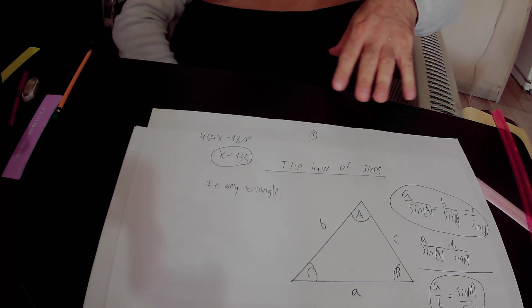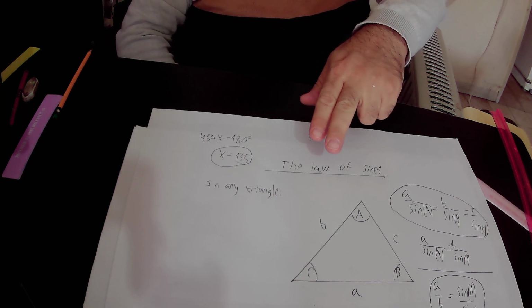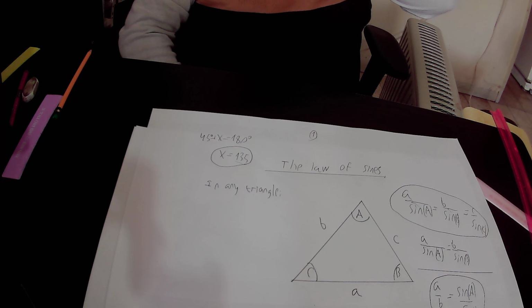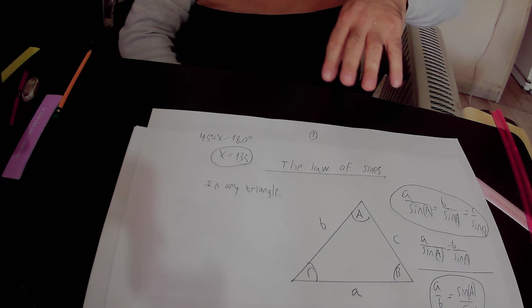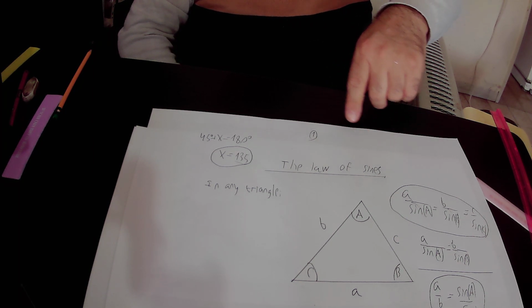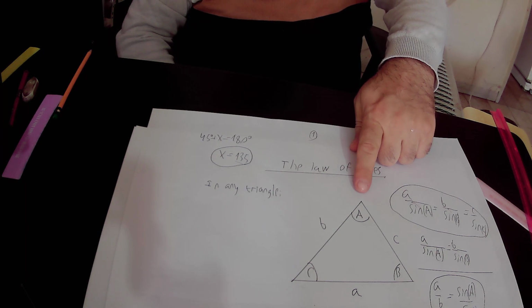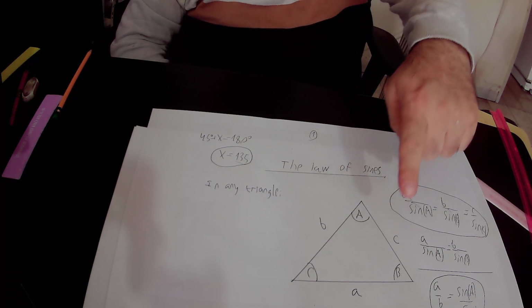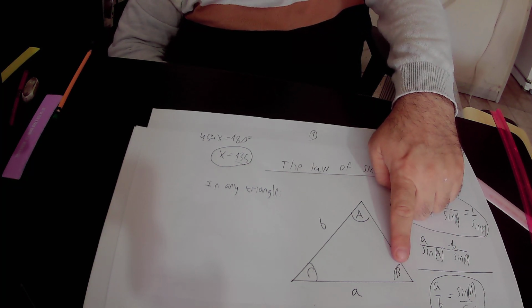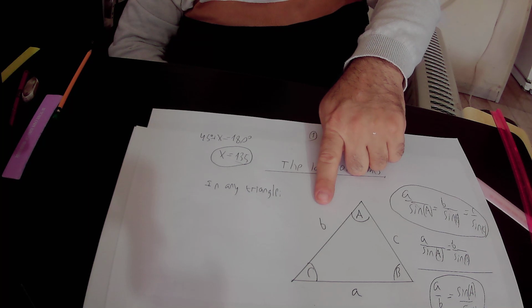What does it mean? It means that the ratio between the lengths of a triangle is equal to the ratio between the opposite angles, because angle A is opposite to side A, and angle B is opposite to side B.